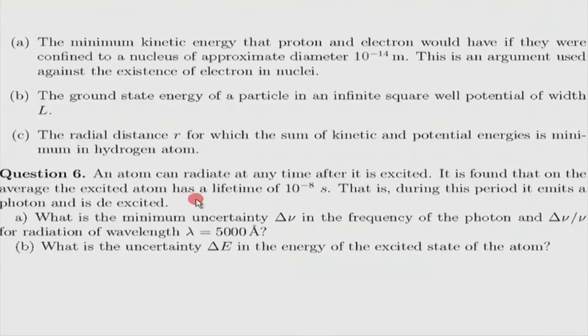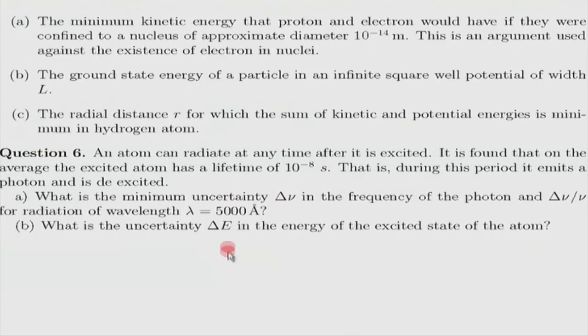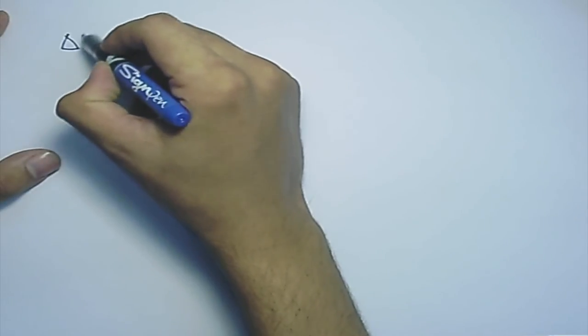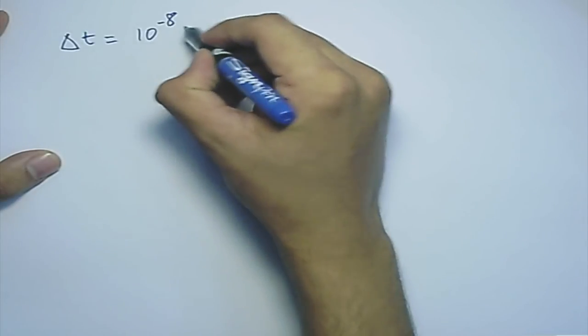The problem states that in actual physical atoms, in excited atoms, the electrons are usually in a higher state, not their ground state, and they usually emit some photons and come back to the ground state. Now we are given that the lifetime for which the electron stays in the higher state is around 10 to the minus 8 seconds. We are expected to find the uncertainty in the energy in the B part and the uncertainty in the frequency using this information. So delta t is given to be 10 to the minus 8 seconds.